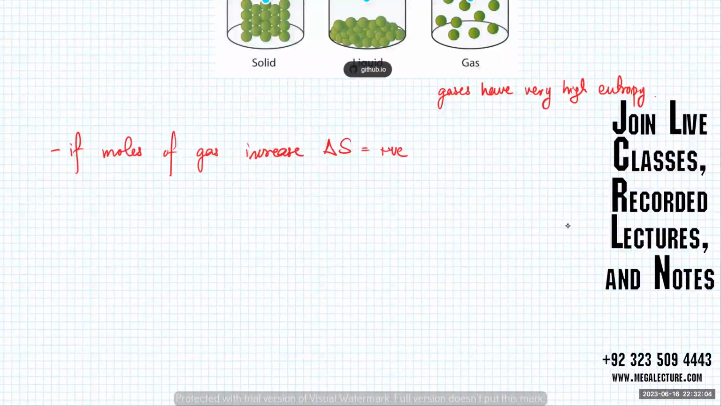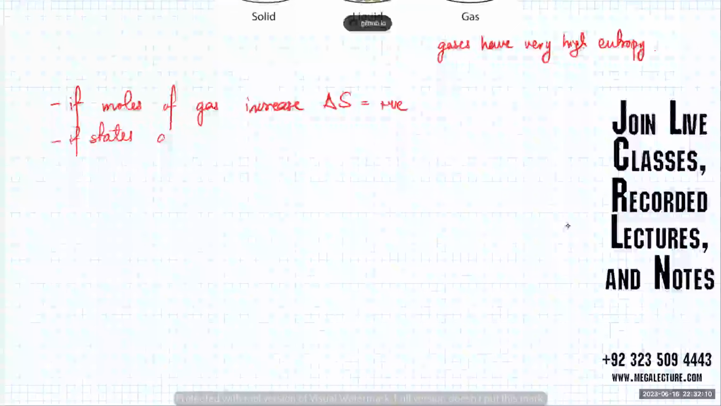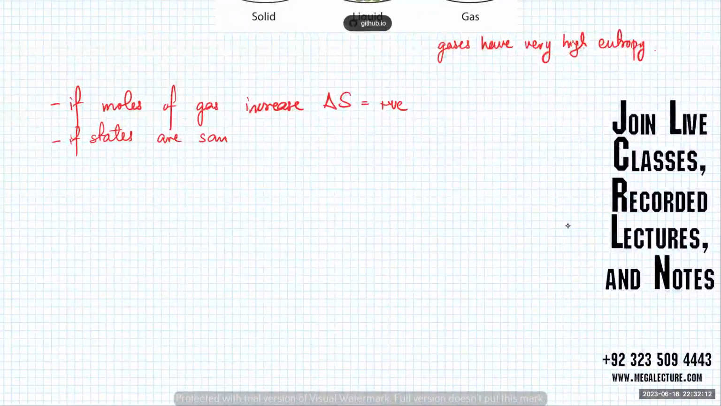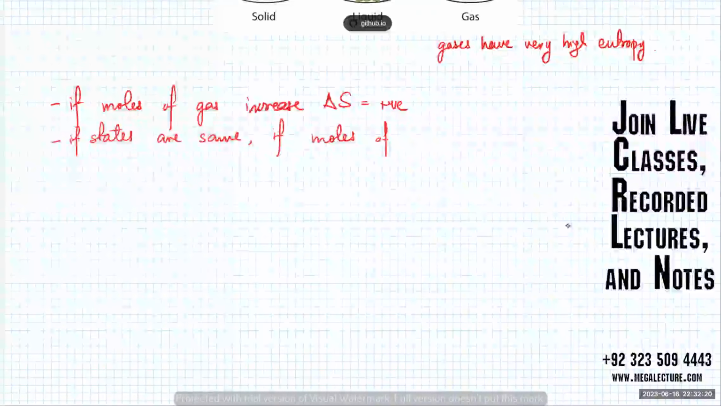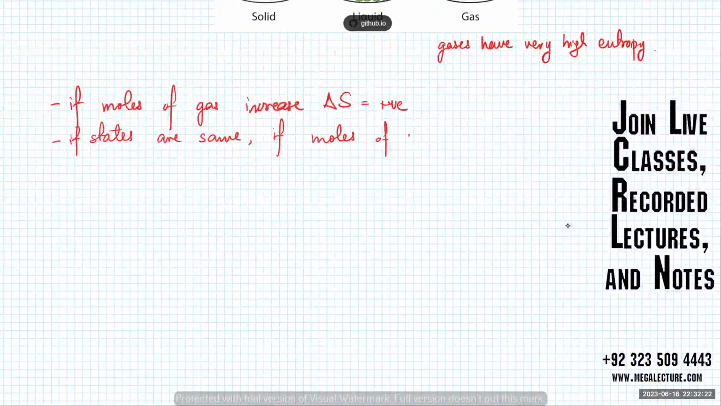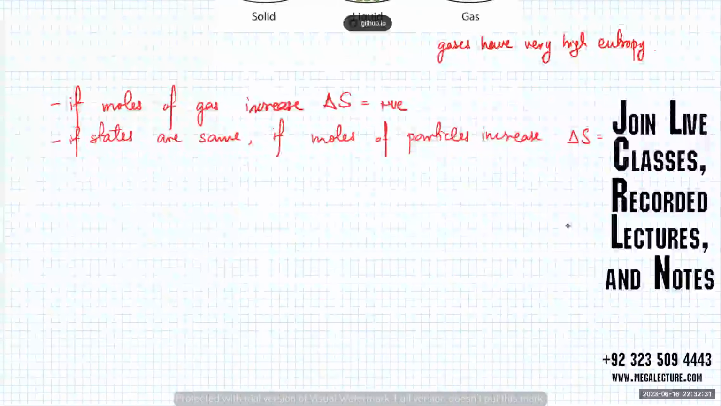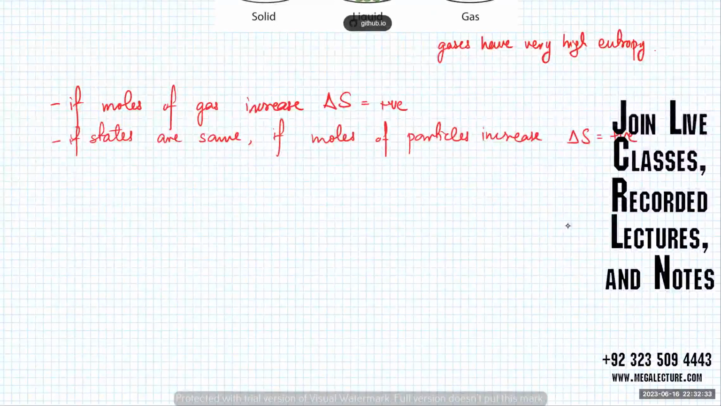If the states are the same, like if there is no change of state, then if just the moles, the number of particles, increase, that's a gain of disorder. So then delta S tends to be positive.